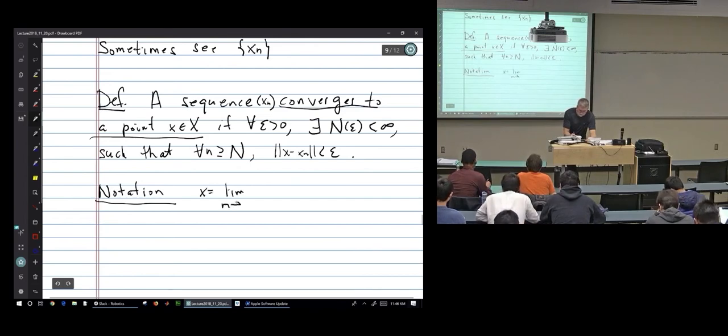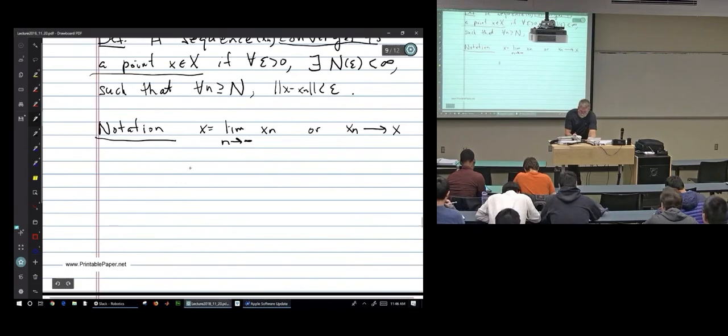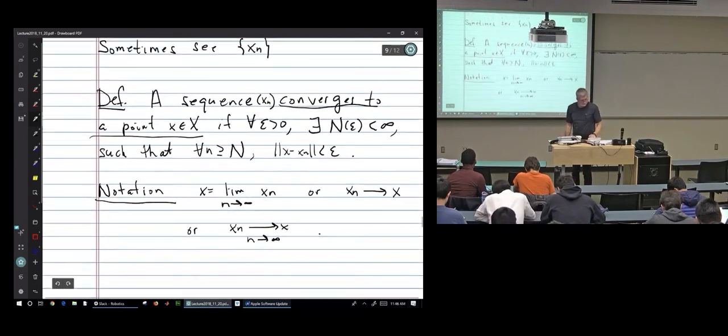x equals the limit as n goes to infinity of x_n. Or we'll simply write x_n goes to x. Or x_n goes to x as n goes to infinity. You see lots of different notations, okay?